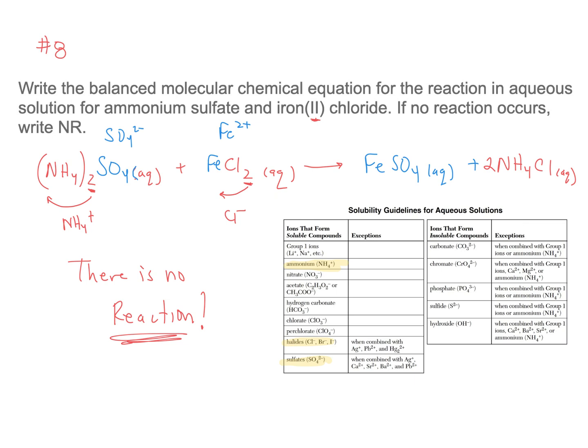So there is no reaction in this case because everything is soluble. There is no precipitation that would occur. Because there's no precipitation, there's no driving force for a reaction. There's no reason for ammonium sulfate to switch partners with iron chloride, forming iron 2 sulfate and ammonium chloride. So simply, we can just write no reaction for this question. And we can use that data table to confirm that everything, both starting reagents and both potential products, will be soluble in solution.